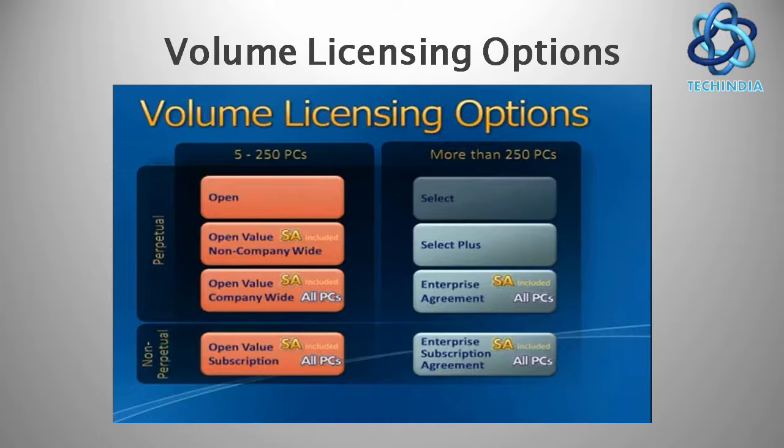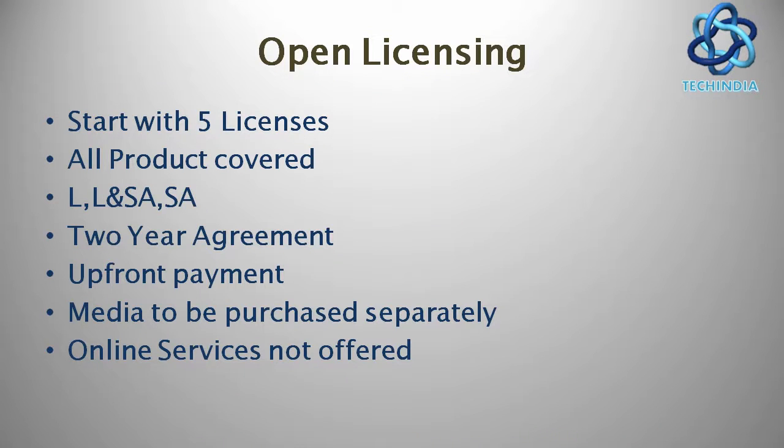You can see it here, I already explained. Open Value non-company wide, Open Value company wide, Select Plus, and Enterprise Agreement, these categories are perpetual. Non-perpetual are Open Value Subscription and Enterprise Subscription Agreement. Here also we are going to discuss one by one what Open Value is and what company wide is. So first is about open license.